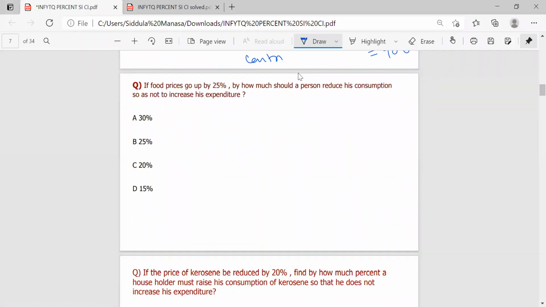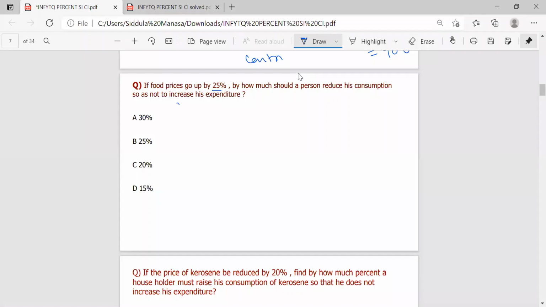Next question says, if food prices go up by 25%, how much should a person reduce his consumption so as not to increase his expenditure? Here food means, suppose sugar price per kg goes up by 25%. Then by how much should your consumption be reduced in order to not increase expenditure?